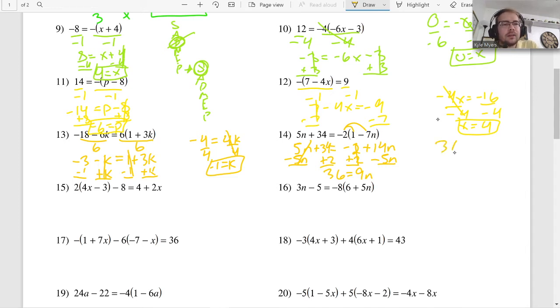So 36 equals 9n. Divide by 9. n equals 4. There we go.